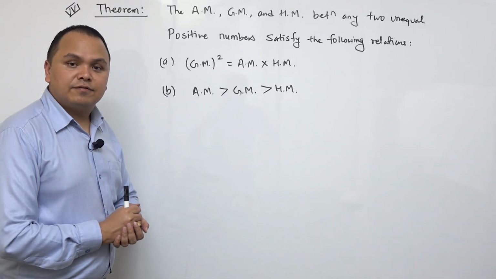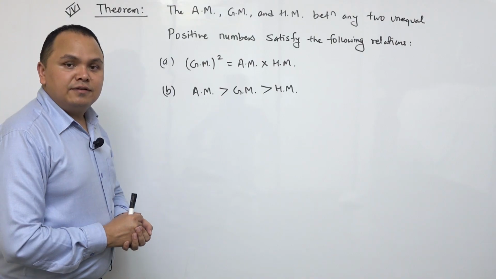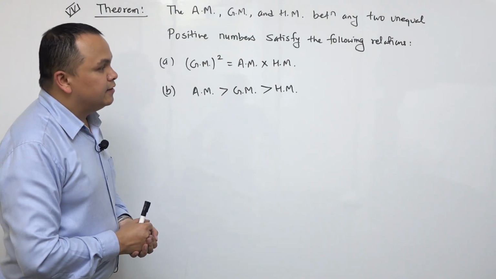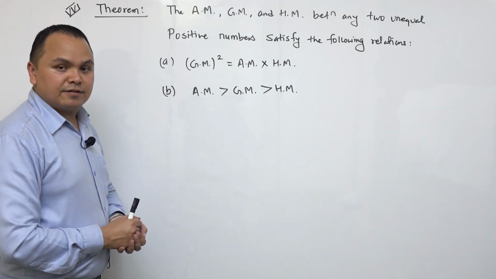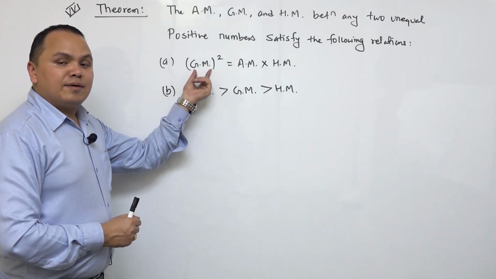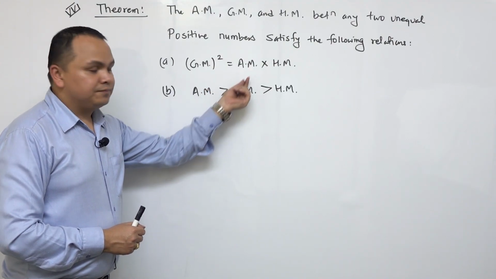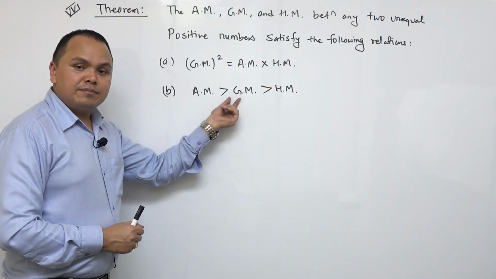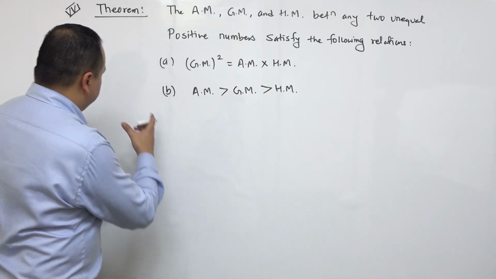Now we have a very important theorem. The AM arithmetic mean, GM geometric mean and HM harmonic mean between any two unequal positive numbers satisfy the following relations. First, GM square is equal to AM into HM. Second, AM is greater than GM and greater than HM. The proof.